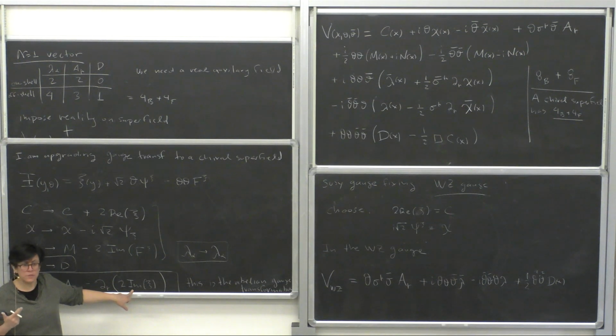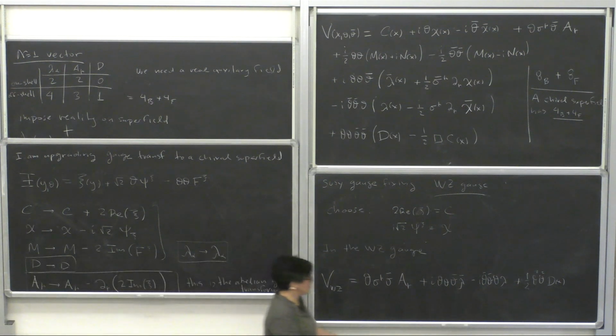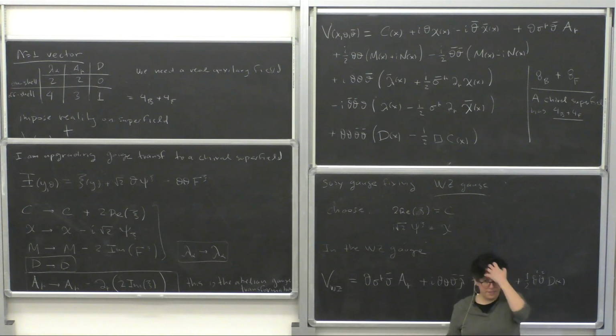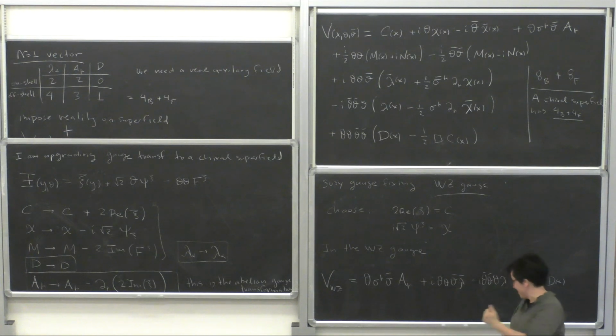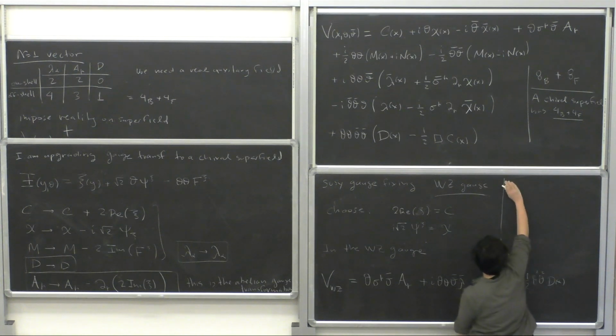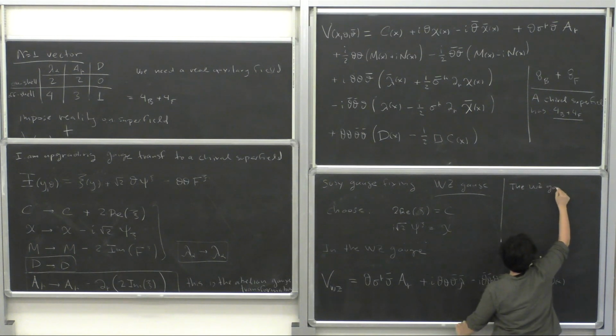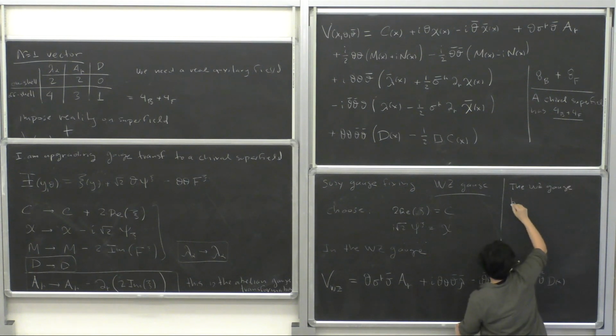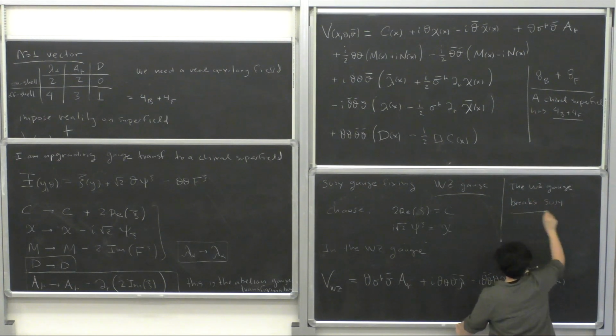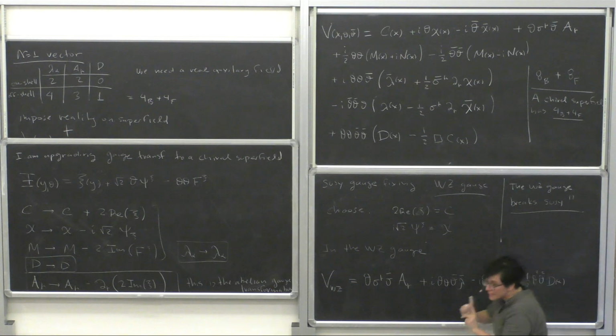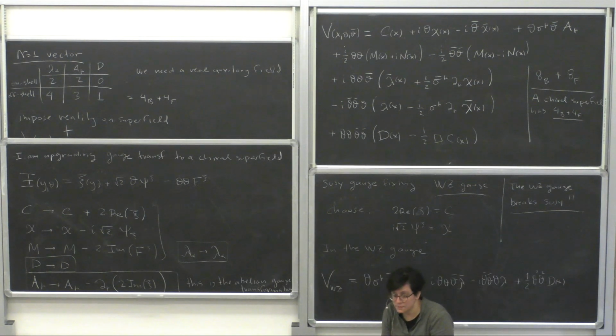I will write this because this is actually very important and people don't know it and make mistakes, and this is how you can destroy papers that are submitted and not accept them. The Wess-Zumino gauge breaks supersymmetry. So you really need to be careful.